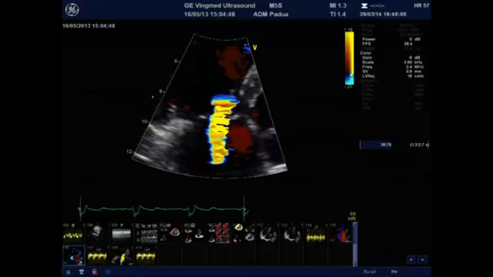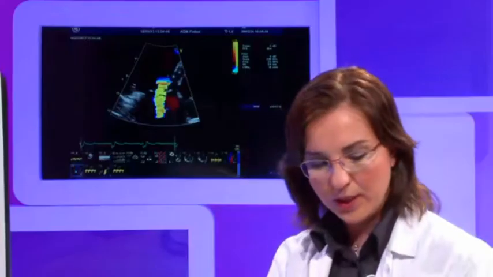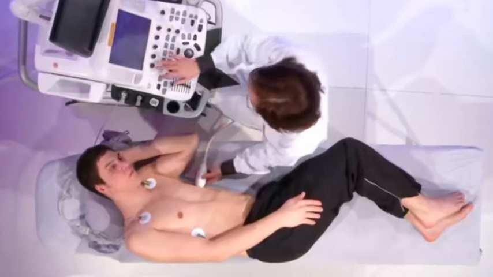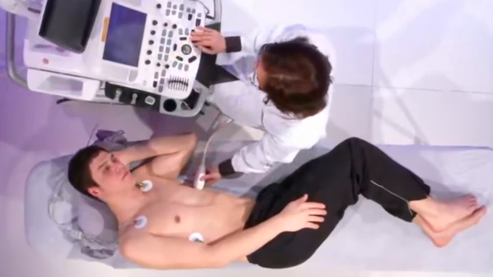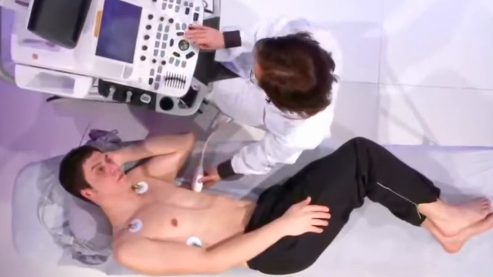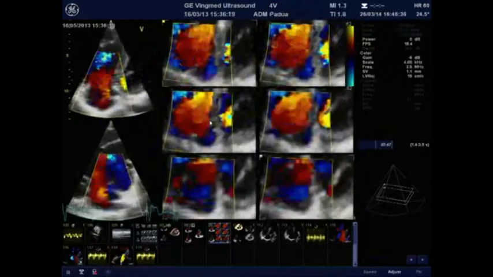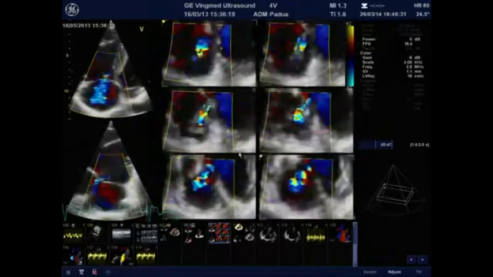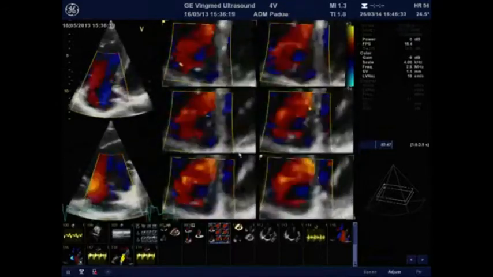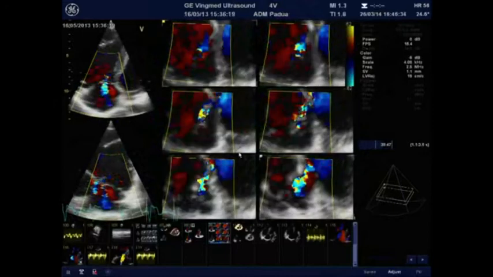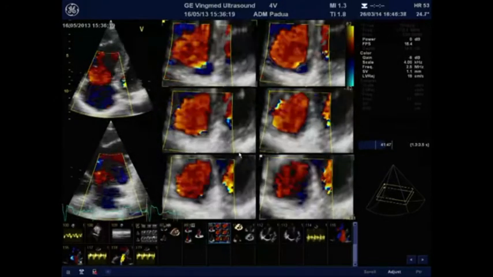And this can be better appreciated by acquiring a 3D acquisition with color. And you can appreciate the shape of the vena contracta in a short axis. Here. So here you have a multi-slice of the regurgitant jet of the tricuspid valve.